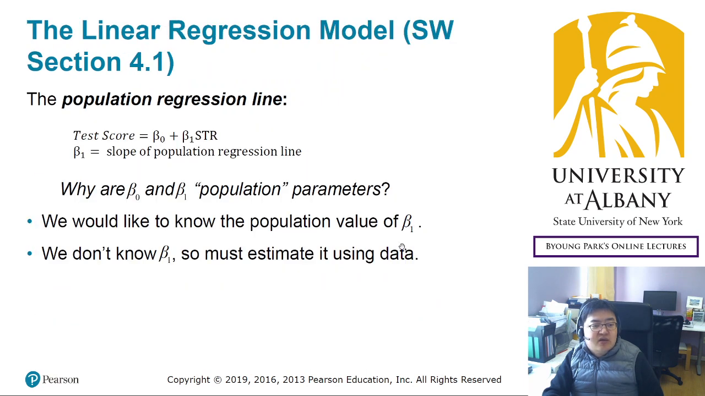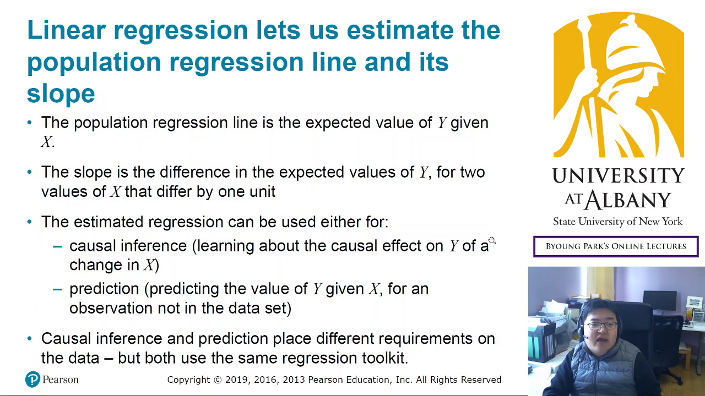So we would like to know the population value beta 1 in many cases, but as I said, we do not know that. So we have to estimate it using data, using a finite number of observations. Using a finite number of observations, we would like to know the value that would happen if we had an infinite number of observations. Right? And then why are we interested in that?